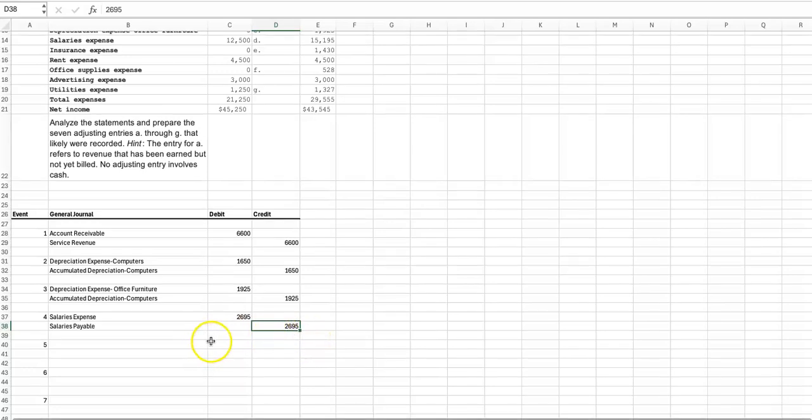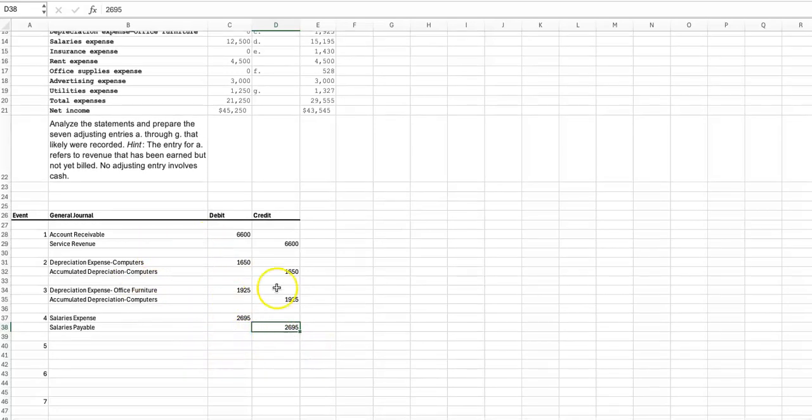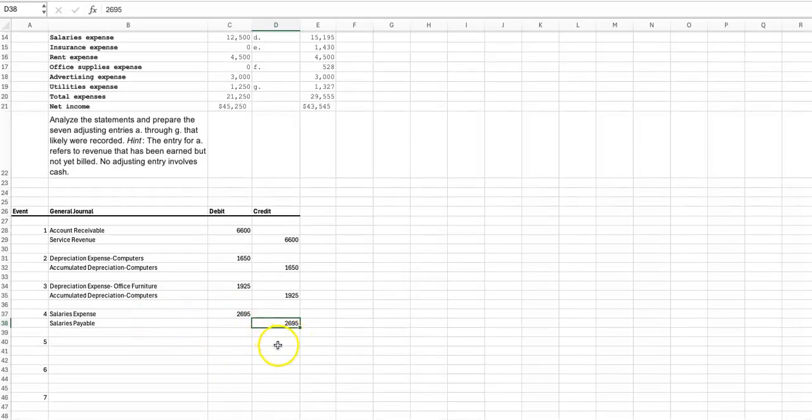So hopefully that makes a little bit of sense. But because it's for the month, they need to make sure that expense is recorded into the journal. That's why it's a salaries payable. So debit for expenses and then credits for payable to increase it.